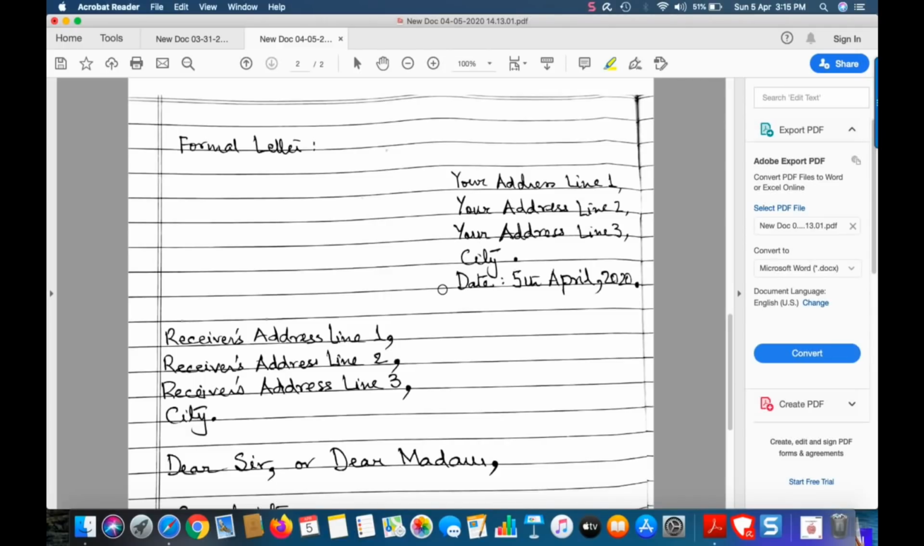Next, date. Again, the date with full month, no short forms of the month like FEB dot. You have to write FEBRUARY, February, or here as in this case April, comma, 2020, full stop. If this full stop is missing, again you lose half marks, which is assigned to the date. So address is half, date is half.